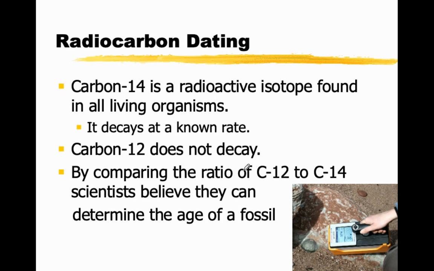So if we can compare the ratio of carbon-12 to carbon-14, we can get a pretty good age of how old a fossil is. So for example, when it starts out, it's going to have 100% carbon-14. The half-life is going to be 5,000 years. If we find a fossil that is 50-50, we can assume that that fossil is roughly 5,000 years old. 75-25, it's going to be 10,000 years old, and so on and so forth.